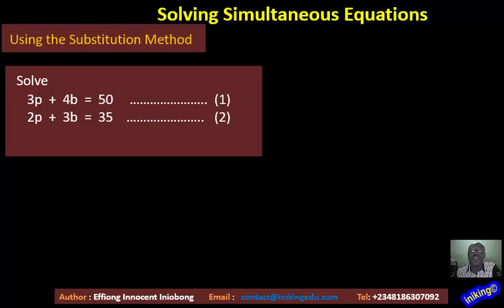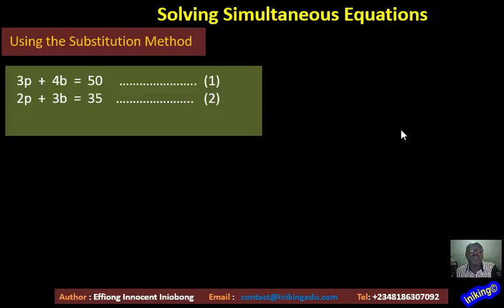You're still on substitution method, solving simultaneous equations. On the screen here, we have two equations: 3p plus 4b equals 50, and 2p plus 3b equals 35. If you observe closely, this was the very first equation we solved using the elimination method, the pen and the book combination. We want to use the substitution method to solve this equation. How do we go about that?